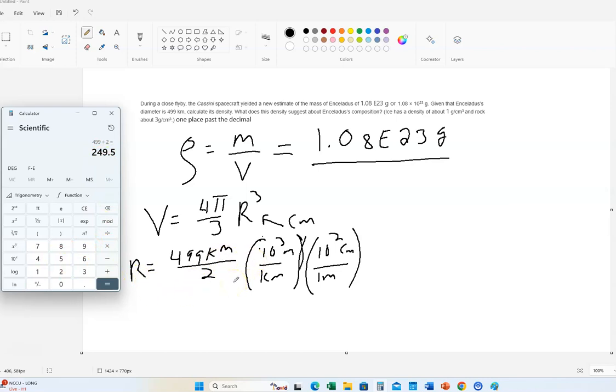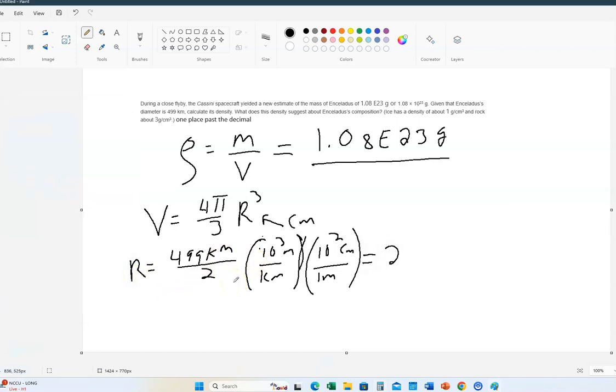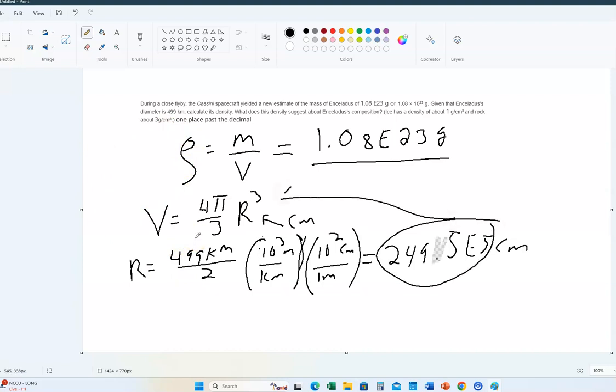Let me just write this. This is 249.5, sorry about that, I forgot something. 249.5 times 10 to the 5th centimeters. So that's what we're going to keep. We're going to use this number right here, and we're going to plug that in for R.